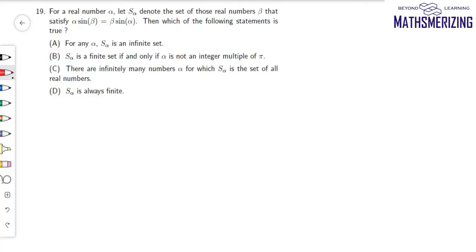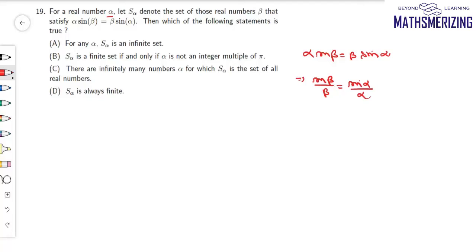Now question number 19 is, for a real number alpha, let S alpha denote the set of those real numbers beta that satisfy alpha sine beta equals beta sine alpha. Then which of the following statements is true? So I can rearrange this equation as sine beta upon beta equals sine alpha upon alpha.